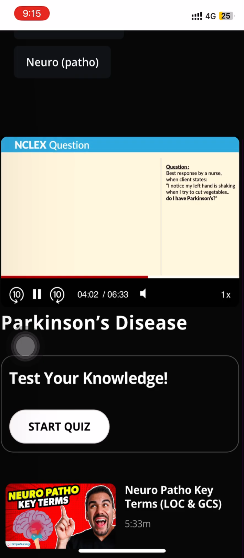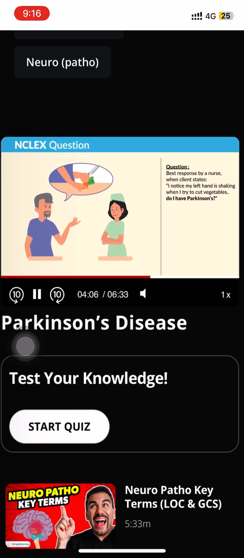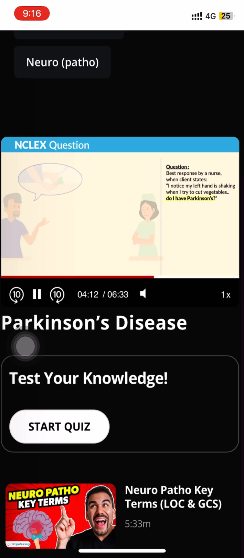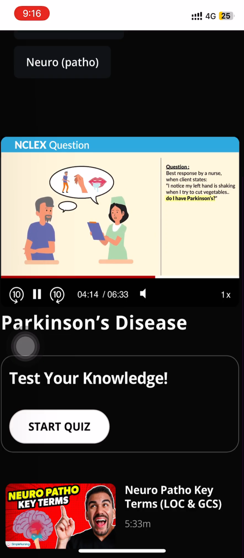And a common NCLEX question asks the best response by a nurse when the client states, I notice my left hand is shaking when I try to cut vegetables. Do I have Parkinson's? So a big test tip here. We always do assessment first when given the option. Always ask more questions, assess the situation, do whatever you can to get more information.